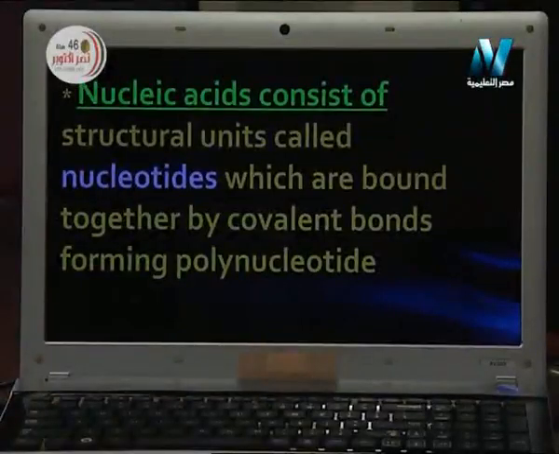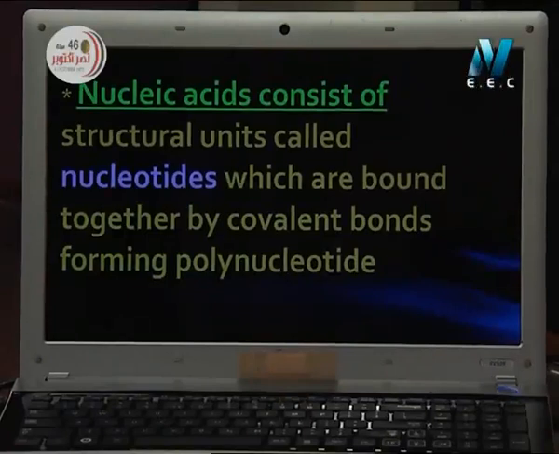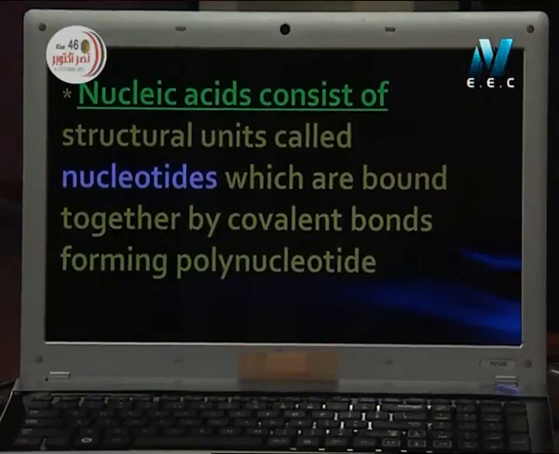Nucleic acid consists of structure units, we call them nucleotides. يبقى nucleotide هي ال building unit that forming a nucleic acid, which are bonded together by a covalent bond forming polynucleotide. يبقى تاني لما اجي اتكلم على النيوكليك اسيد، النيوكليك اسيد ده ايه؟ بوليمر. يبقى بوليمر بيتكون من مجموعه من المونيمرز. ايه المونيمر بتاع النيوكليك اسيد؟ اسمها نيوكليوتايد. النيوكليوتايد combine together to form a nucleic acid، فبتعمل حاجه اسمها بولي نيوكليوتايد.